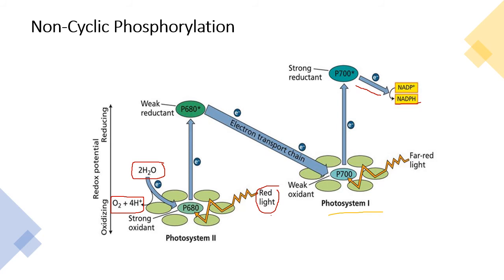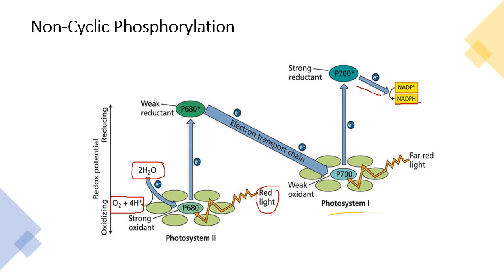All right, so think about it. The electron that goes from here, P680, if you follow the arrows, this makes it a lot easier. The electron that's excited from P680 goes through an electron transport chain and replaces what was lost from P700. Remember that P700 was also hit by light, so it has also released an electron, and that electron is used in the formation of NADPH.